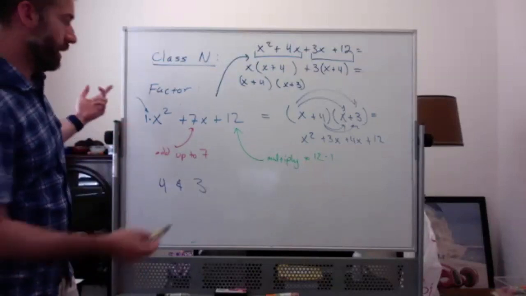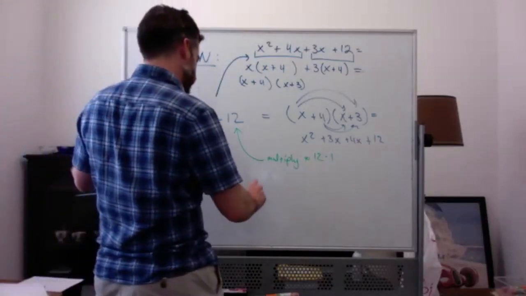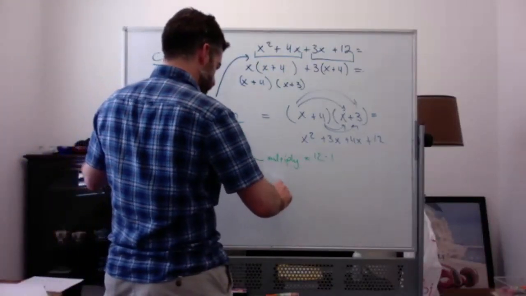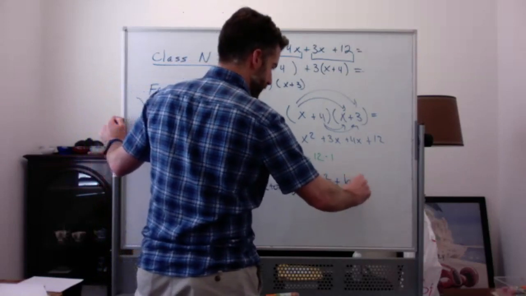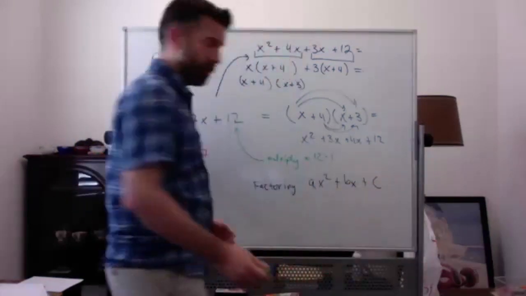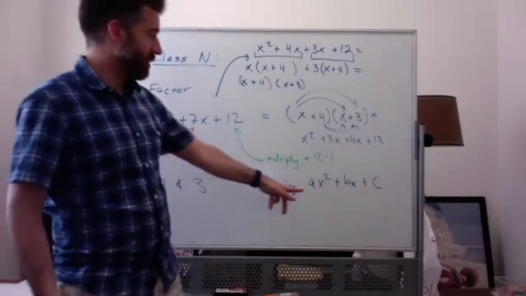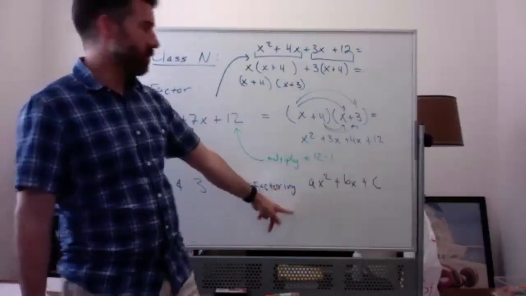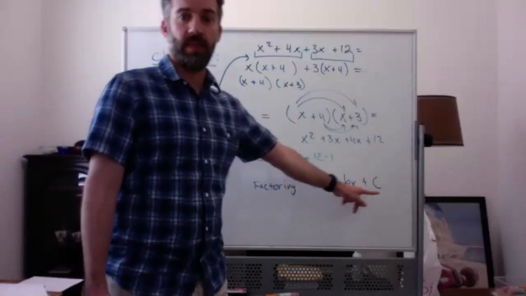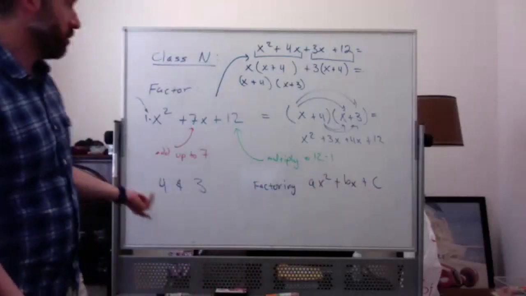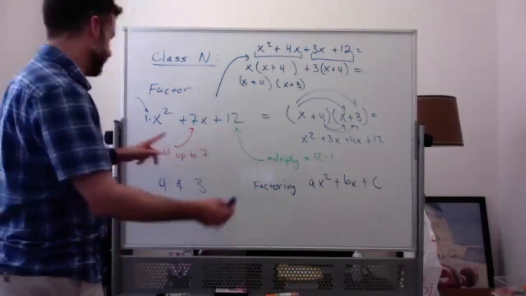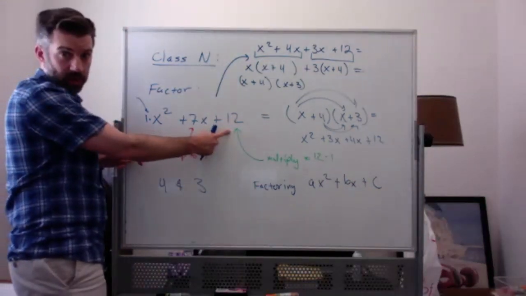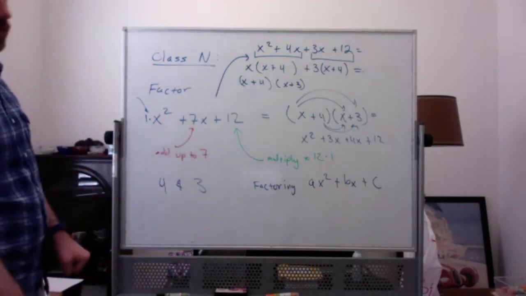Okay, so I should point out that this is for factoring something of the form ax squared plus bx plus c. Whenever someone says a, they're usually referring to the coefficient of x squared. When they say b, they mean the coefficient of x, and when they say c, they mean the constant term. So when we're looking for things that multiply to 12, we're really looking for things that multiply to 12 times 1. Excellent question.